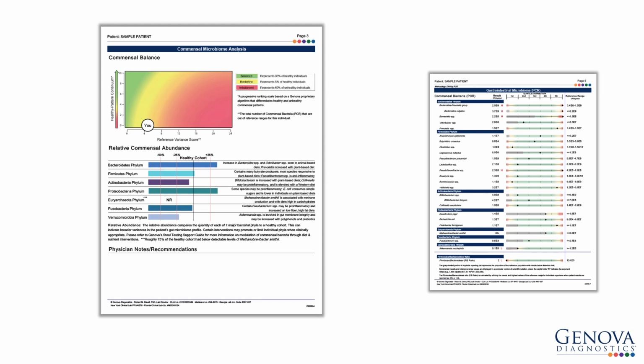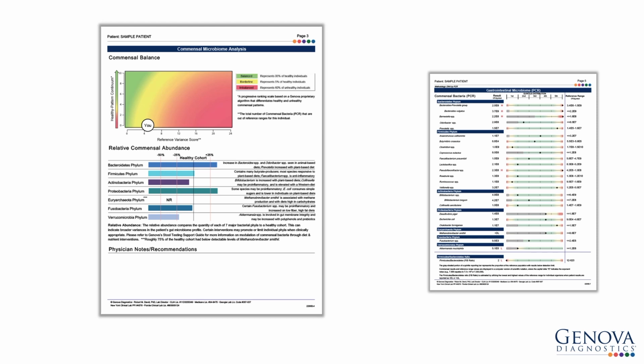This compares the patient's commensal findings to a pattern seen in a healthy cohort. Green would be considered optimal, so we might consider strategies that would optimize the microbiome, such as pre- and probiotics. Finally, at the bottom of the page, we see the relative commensal abundance. There are 7 major phyla that can be seen when assessing the microbiome, and here we are looking at the relative proportions of each phyla as compared to a healthy cohort.